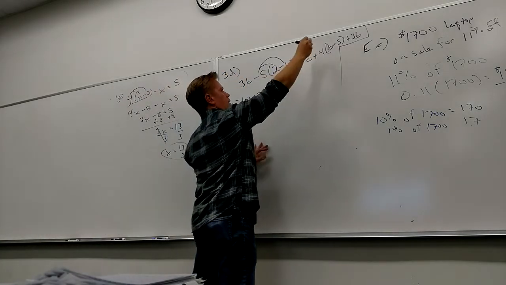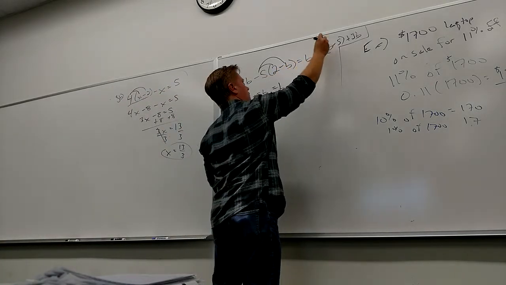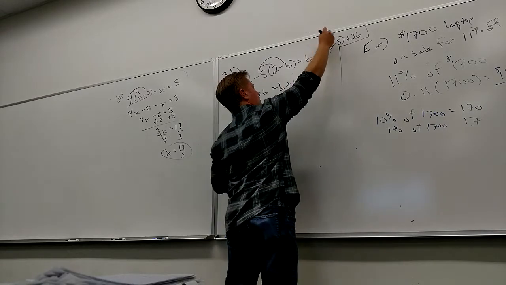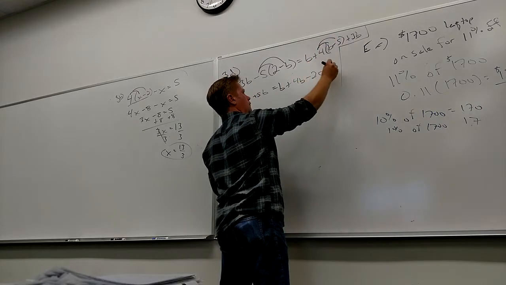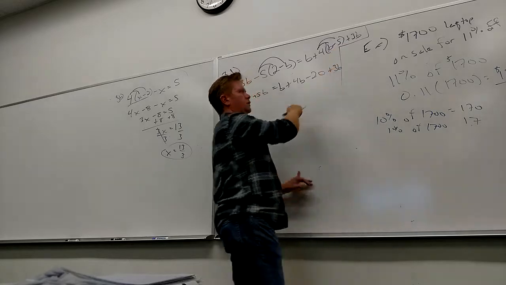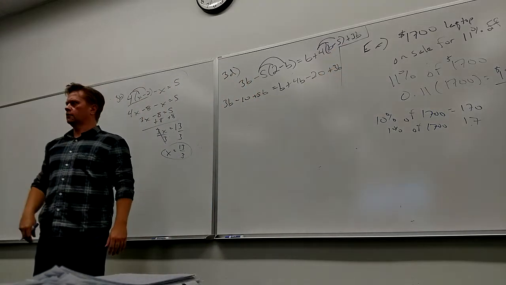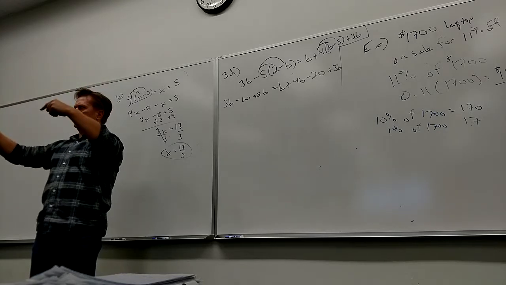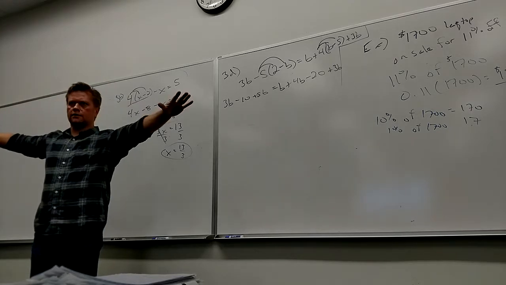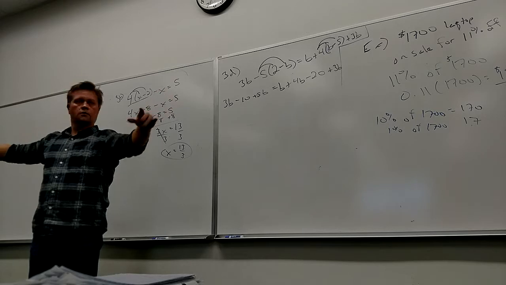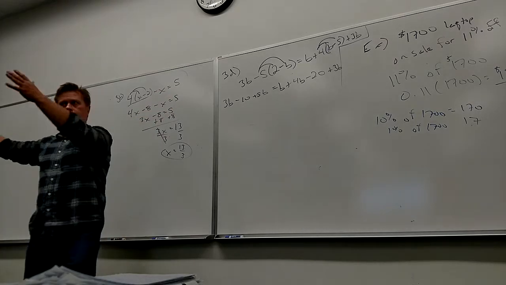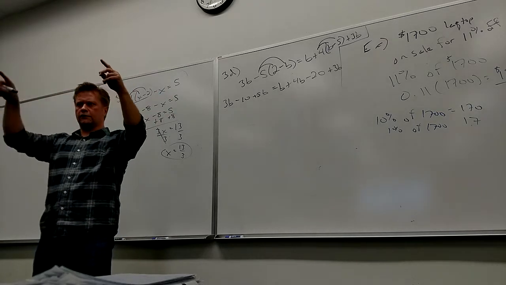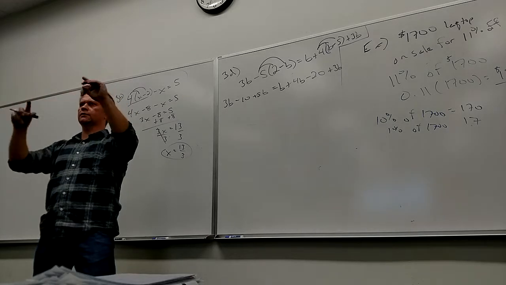Equals, what can you do over there? 4B minus 20. And the plus 3B is still sitting out there. So everything else stayed the same, and I just distributed and wrote that into place. Everything else has stayed the same. And now I look at each side. I don't try to start moving stuff around, because this is where you start to forget things.